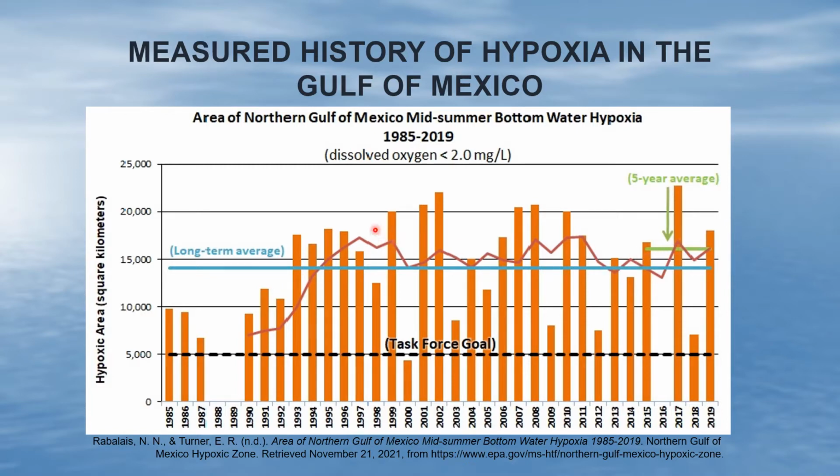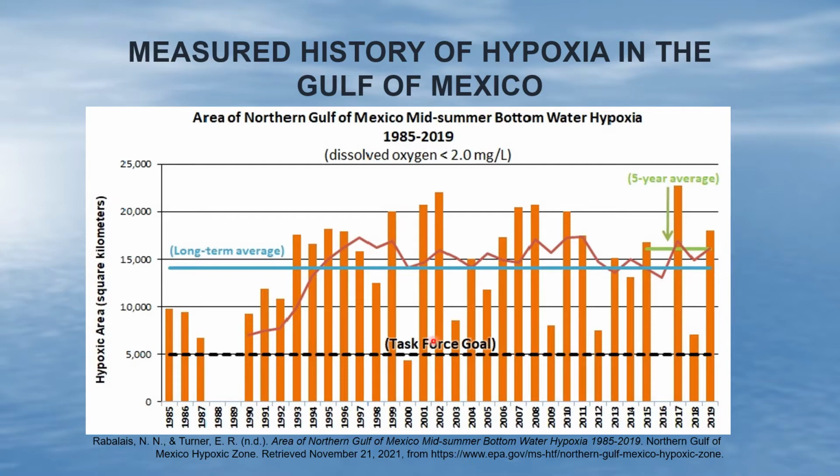We also notice that there's quite a bit of fluctuation from year to year. For example, in 2000, that was the lowest recorded area of the hypoxic dead zone. Yet the following year and the year just prior had some of the largest areas ever recorded.